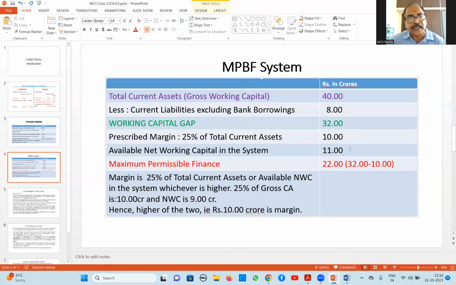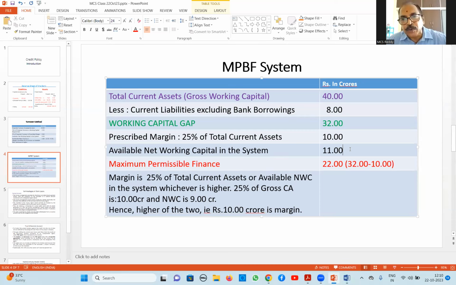this party has more. For example, I will tell you, a party wants to buy a car. We say 10% is margin, on-road margin. The party says, sir, I have 30%. That means 10 lakhs is the car cost. He is required to bring 1 lakh only, 10%. He says, I have 3 lakh. So we give only 7 lakh for the car.